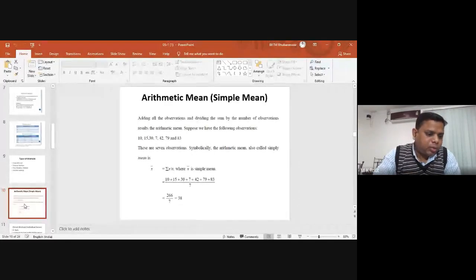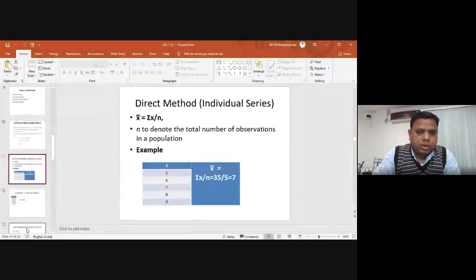Okay. Then moving to the first method, just note down the formula. The direct method refers to individual series. So here, this is a typical example. The formula for the direct method is x bar equals summation of x divided by n.